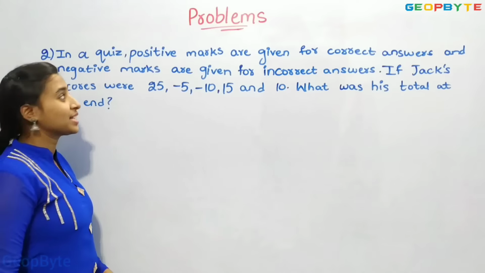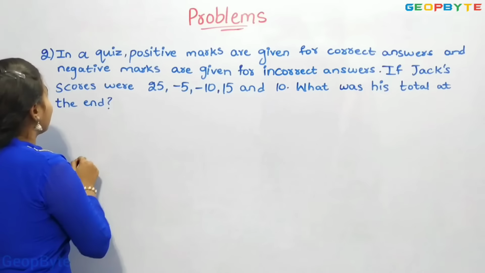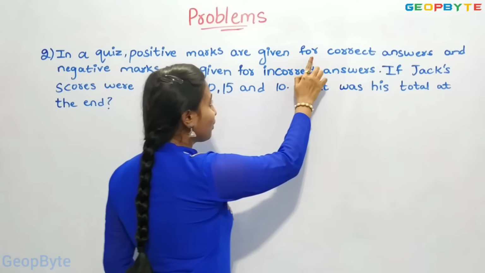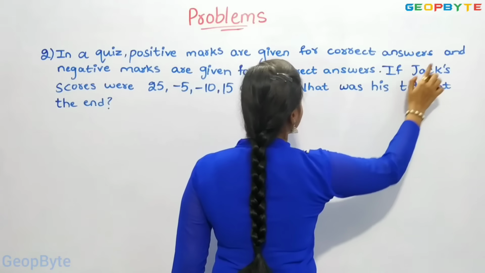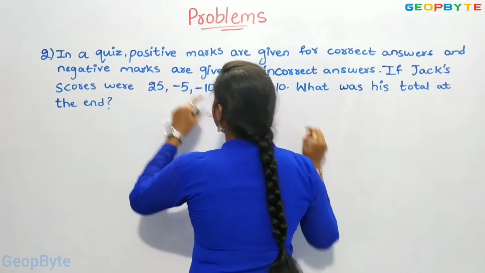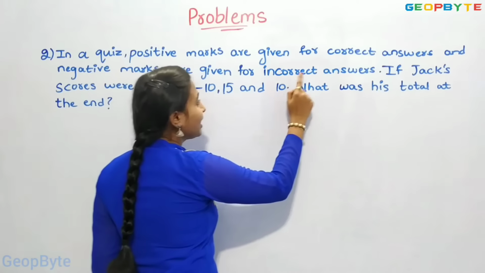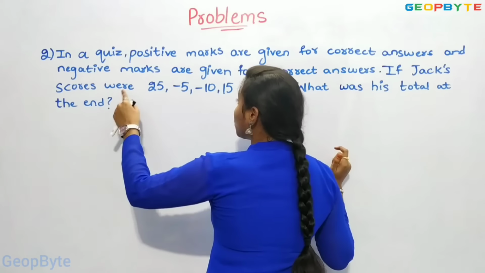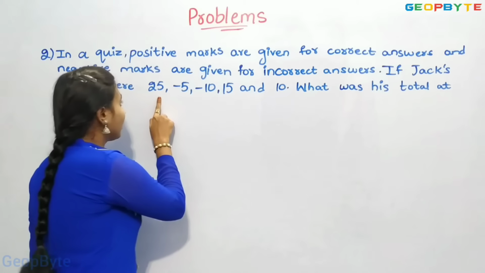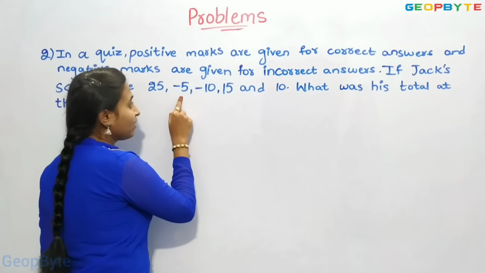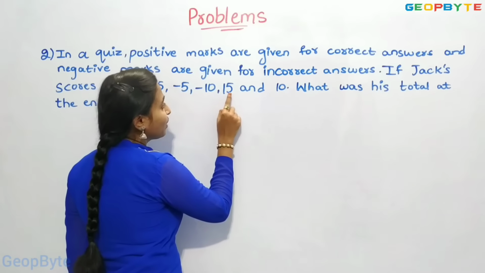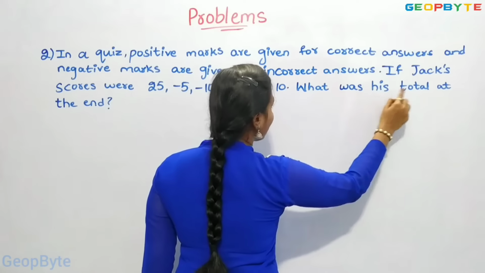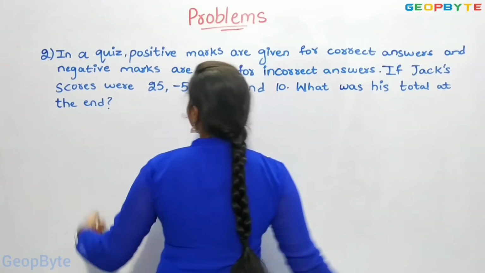Now let us see second question. In a quiz, positive marks are given for correct answers and negative marks are given for incorrect answers. If Jack's scores were 25, minus 5, minus 10, 15 and 10, what was his total at the end?